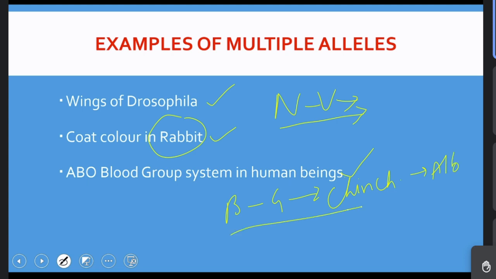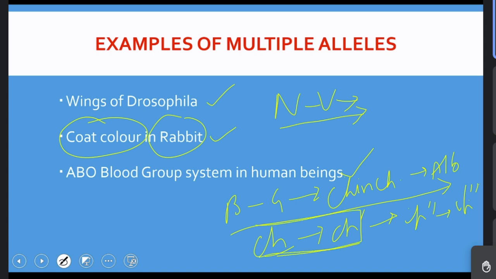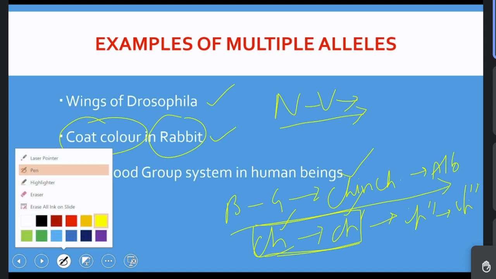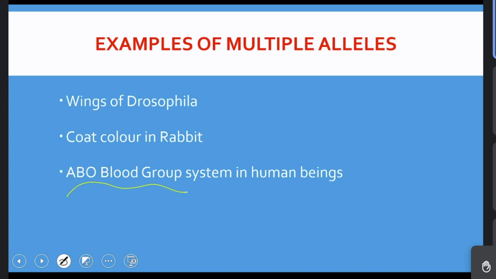So in all these cases there are different types of genes involved. We can call them in this fashion. There are different types of these. All these are responsible for only one character, that is coat color. And in one individual we can have only two genes. One is wild type, the other is said to be mutant. And likewise in human beings, the ABO blood group system is also considered an example for multiple alleles.